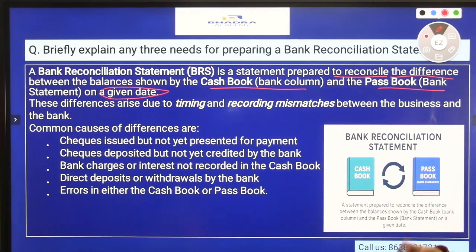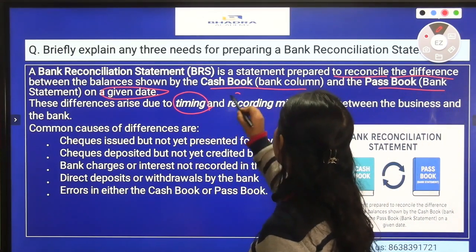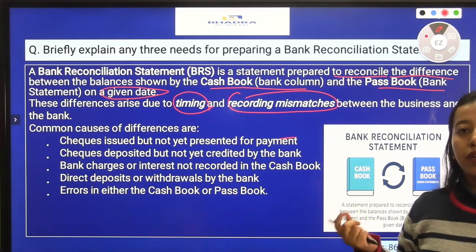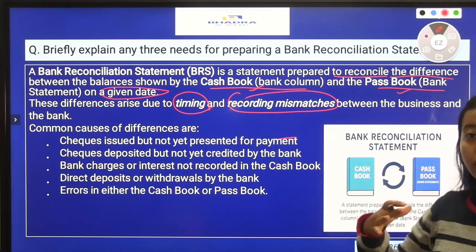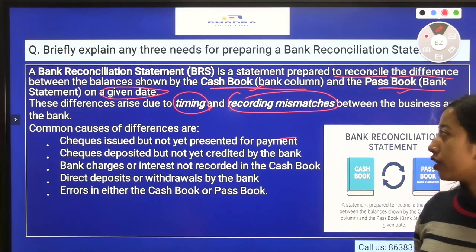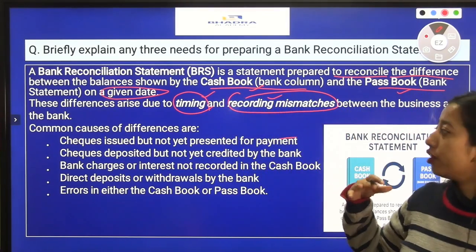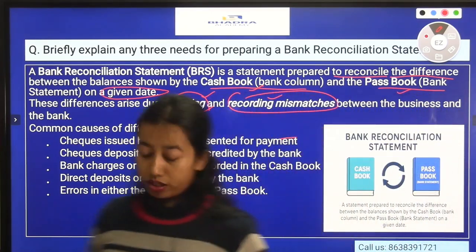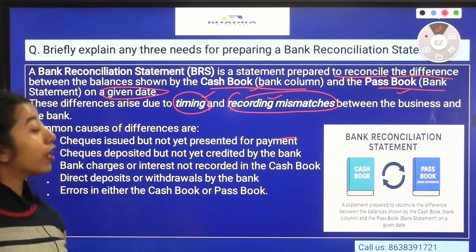Why do these differences arise? Due to timing and recording mismatches between the business and the bank, because these are prepared by two different parties: the cash book is prepared by the business and the passbook is prepared by the bank. That is why it is very natural to have certain mismatches, mostly because of timing and recording mismatches. So what are the common causes of difference between the passbook and the cash book?